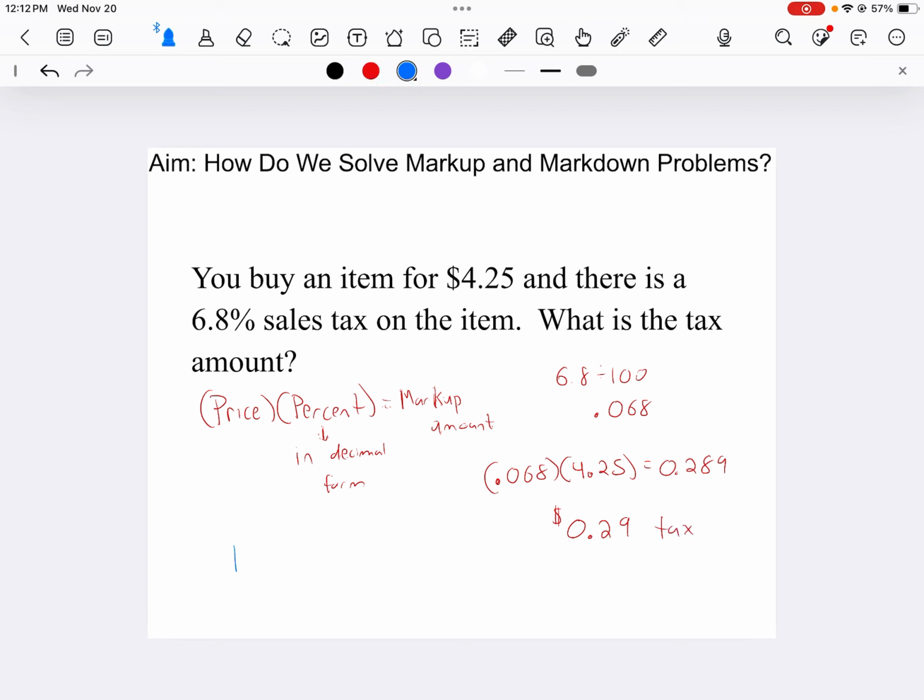Now the problem didn't ask for this, but we could figure out the total cost by doing the $4.25 for the item plus my tax of 0.29. 4.25 plus 0.29 is $4.54. So that would be the total cost of the item if the problem asks for that.